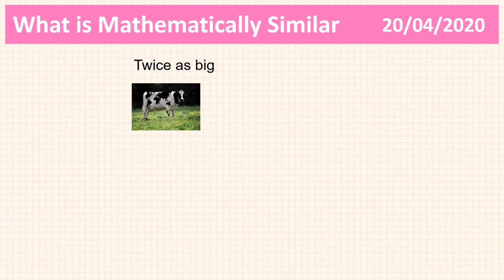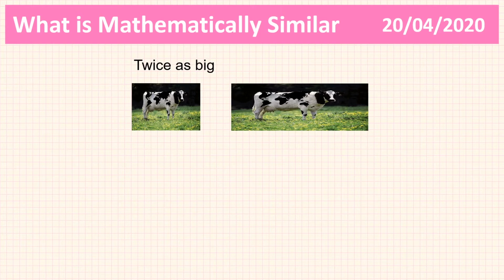So here is a picture of a cow. And I'm going to try and make it twice as big. So here we go. Here I've had a go at making it twice as big. This is where you would pause the video. And have I done this correctly? Now, if you said no, you are correct. I have not done this correctly. As we can see, these two pictures are not similar at all. This is a stretched cow and this is just a regular cow.